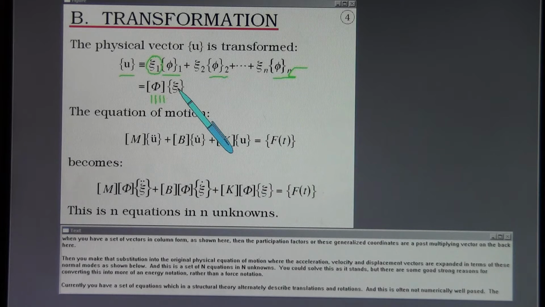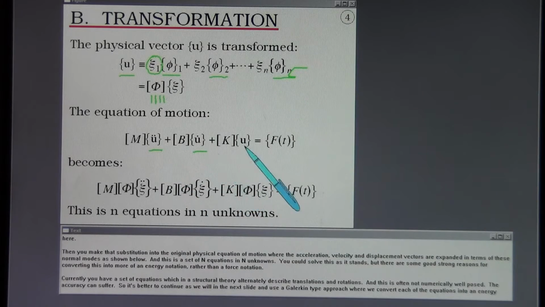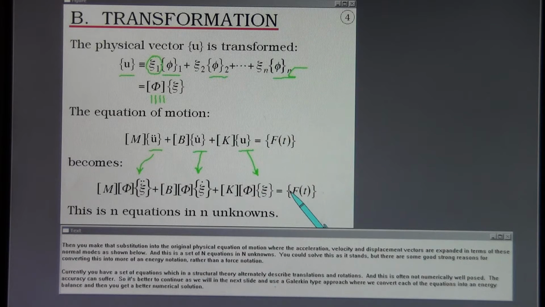Then you make that substitution into the original physical equation of motion, where the acceleration, velocity, and displacement vectors are expanded in terms of these normal modes, as shown below. And this is a set of n equations and n unknowns. You could solve this as it stands, but there are some good, strong reasons for converting this into more of an energy notation rather than a force notation.